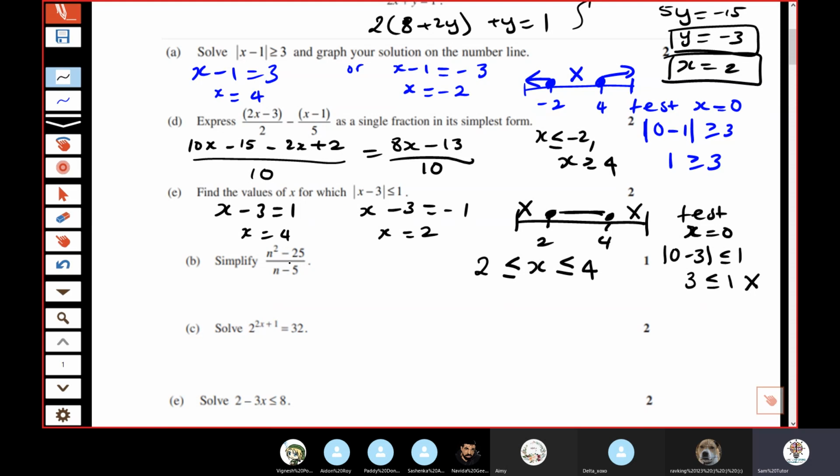This one here, obviously it's a difference of 2 squares. Cross it out, cross it out. The answer is n plus 5.